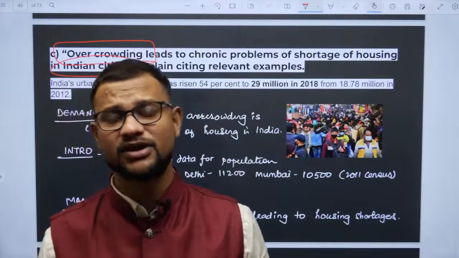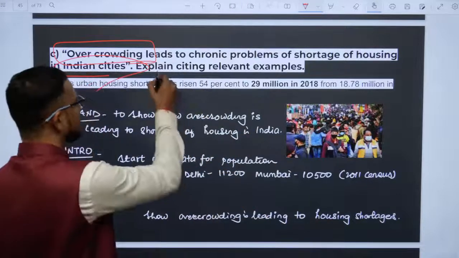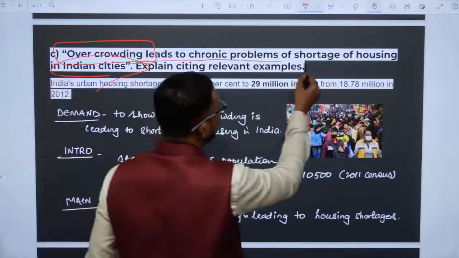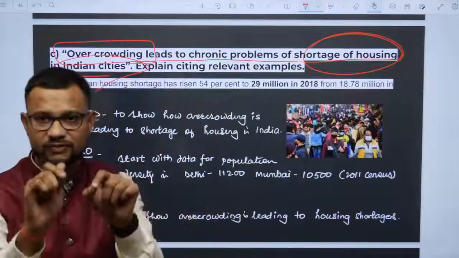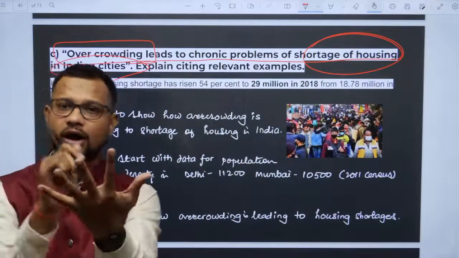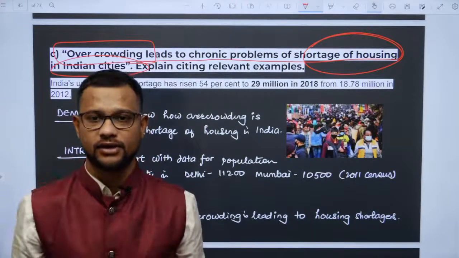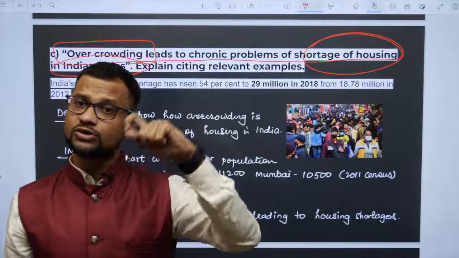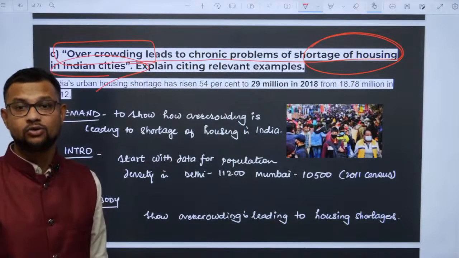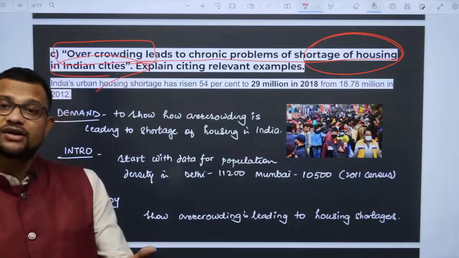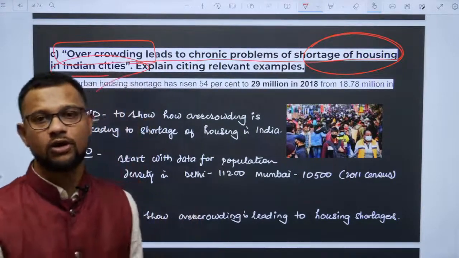इस पर आर्टिकल भी था इंडियन एक्सप्रेस पे, राइट? So you can go through that way also, but it leads to a chronic problem of shortage of housing. Now the question is so specific about overcrowding and housing, so you need to keep these two ends connected, right? Because UPSC has given you the other end. It is not written as overcrowding is a problem in urban society. No, overcrowding, it affects shortage of housing. Now write how it leads to housing issues.